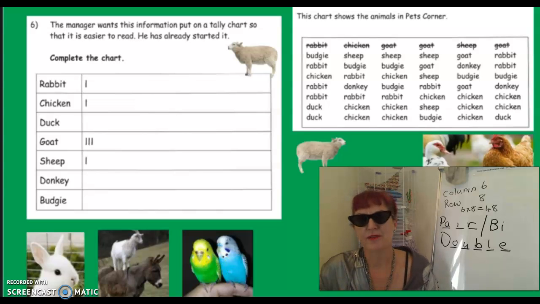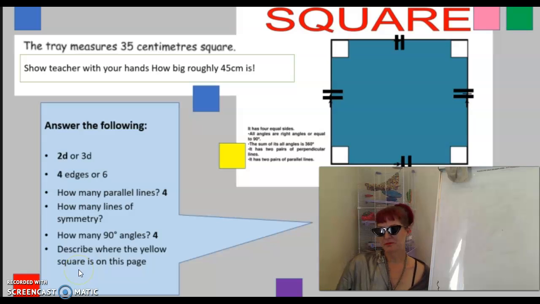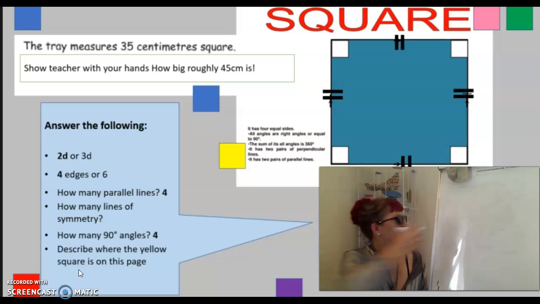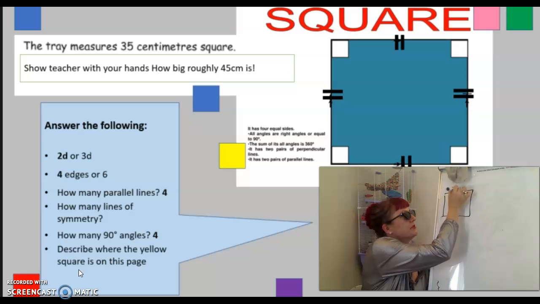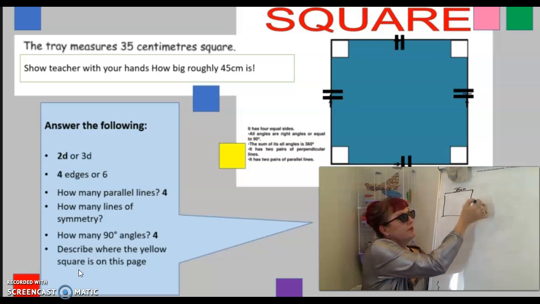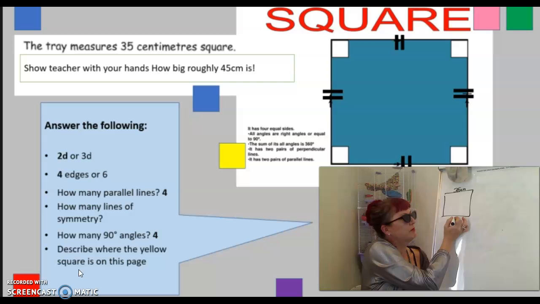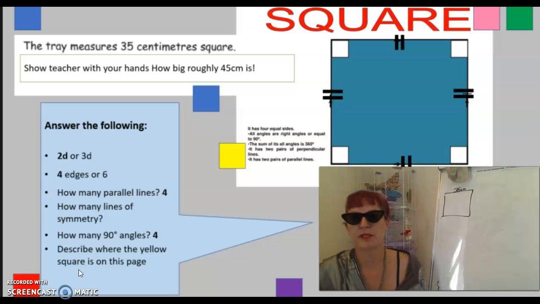I'm going to give you another chance to have a go at this. Good luck. I was a bit mean with this question. So much work to do. The tree measures 35 centimetres square. So, the definition of a square is everything should be the same size. 35, that would be 35, that would be 35, and that would be 35.